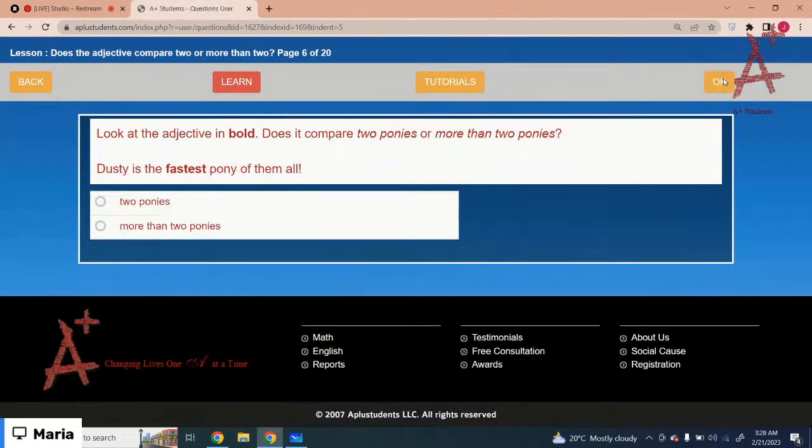Okay, Dusty is the fastest pony of them all. So you have fastest, EST. Got it? When you have an EST with the adjective, that means that is the comparison between more than two ponies. Got it? So the correct option is more than two ponies.